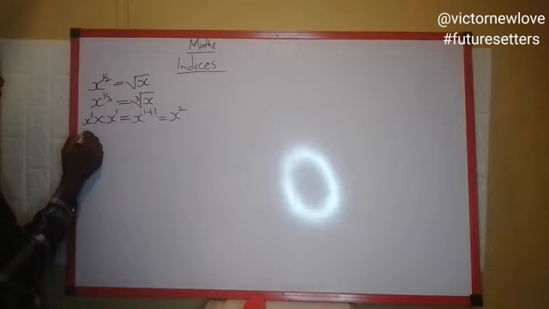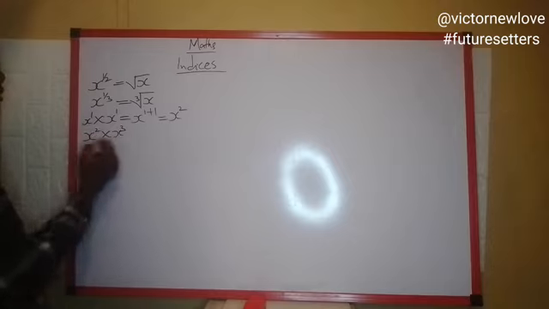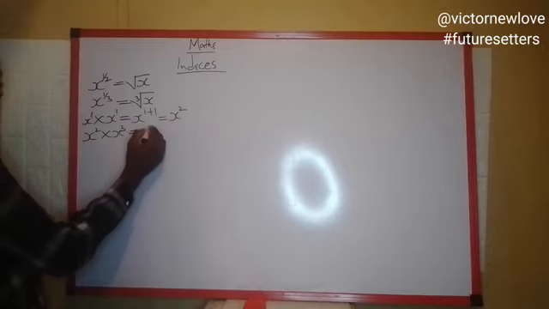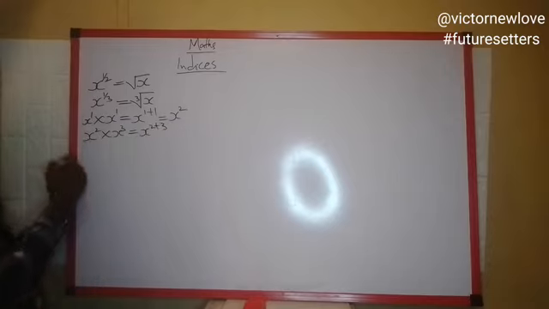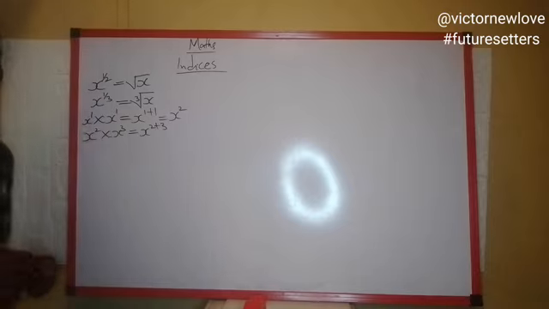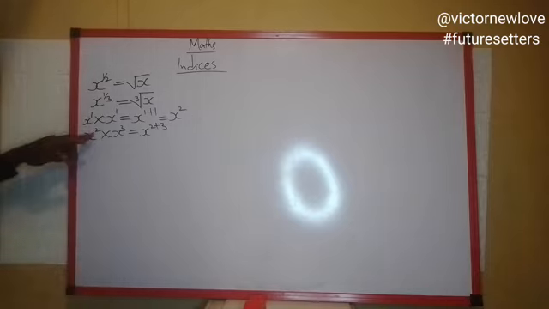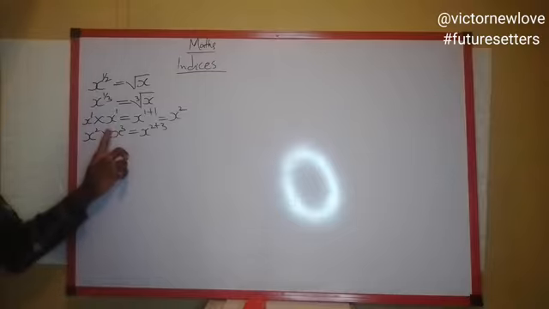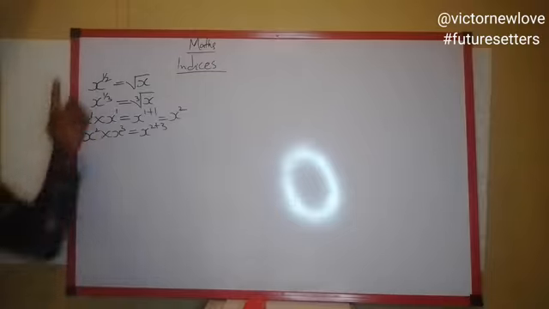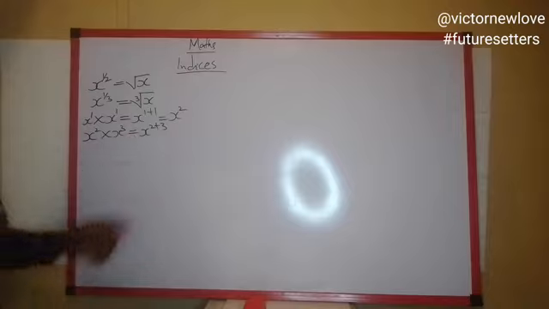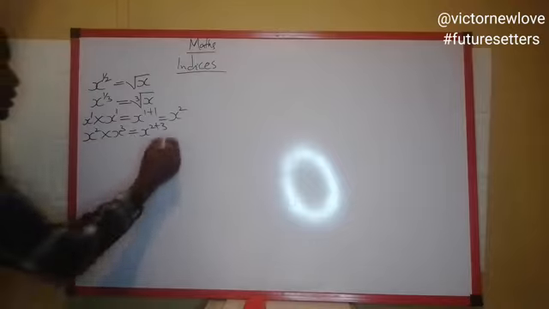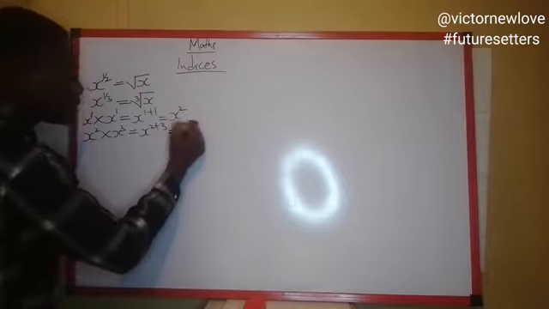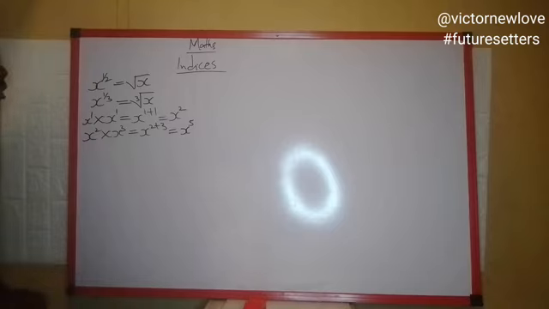Now moving on, if we have x raised to power 2 times x raised to power 3, this will give us x raised to power 2 plus 3. Because this is what we are looking at: the powers. We are focusing our attention on the powers. The power you see here is 2, and the power you see here is 3. So that's x raised to power 2 plus 3, which is x raised to power 5.